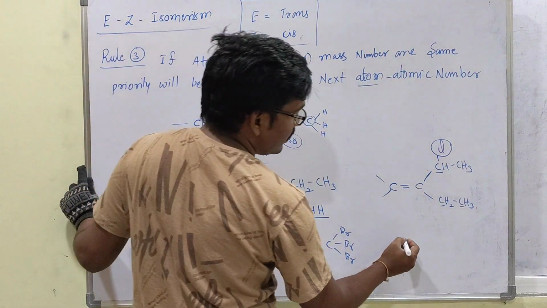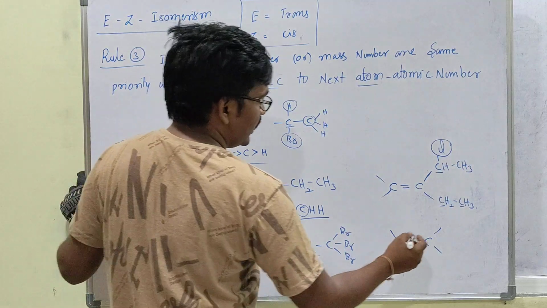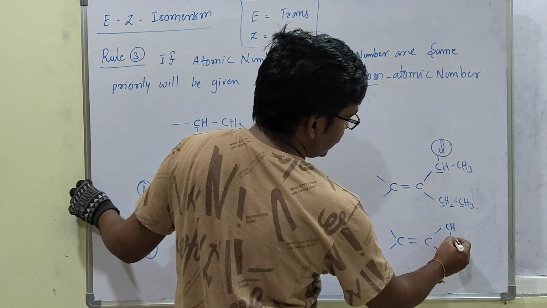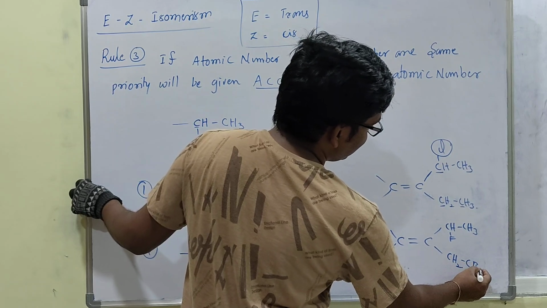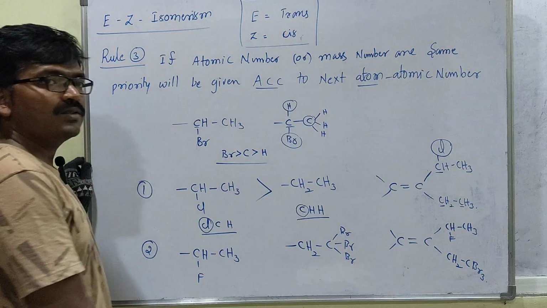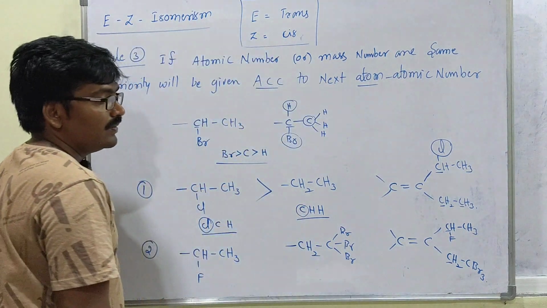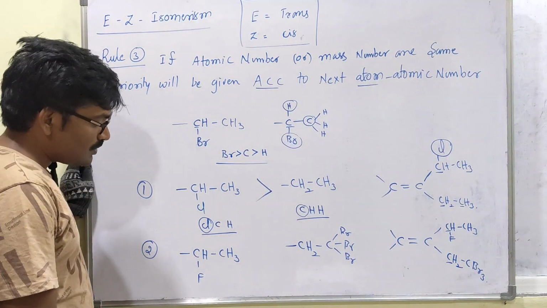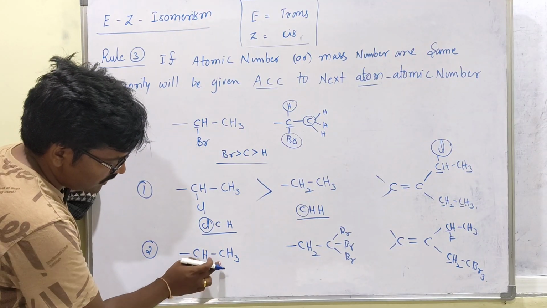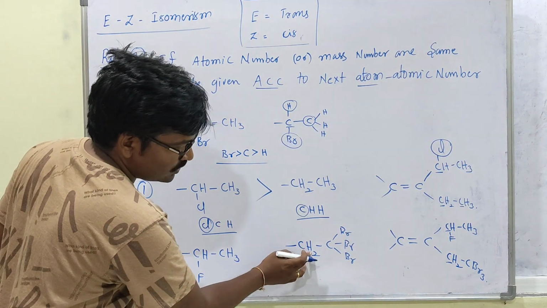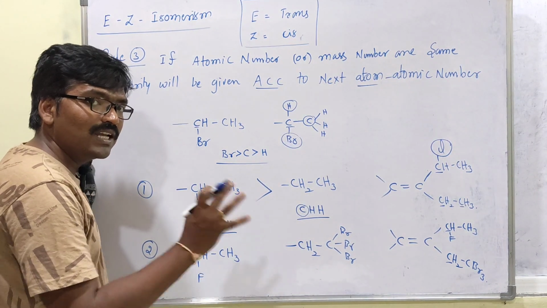When two different groups are attached to the double bonded carbon, one is CHF, CH3 attached, one more CH2, CBr3 attached, like this. Three groups attached. So first you have to observe the first atom, carbon, same atomic number. Then next atoms you have to go. Write the attached atoms in decreasing atomic number.